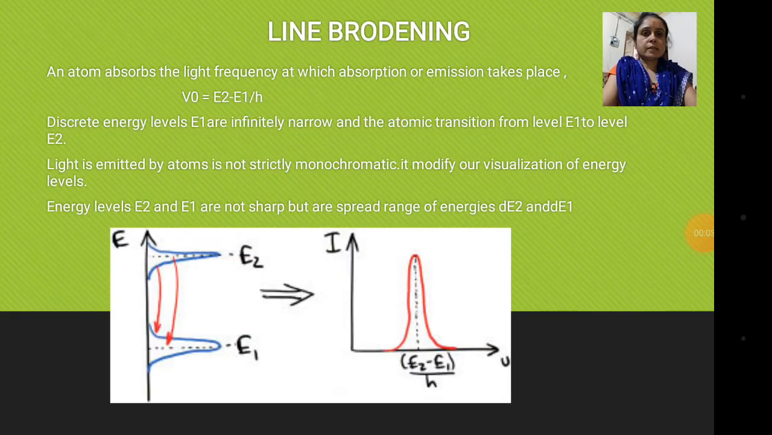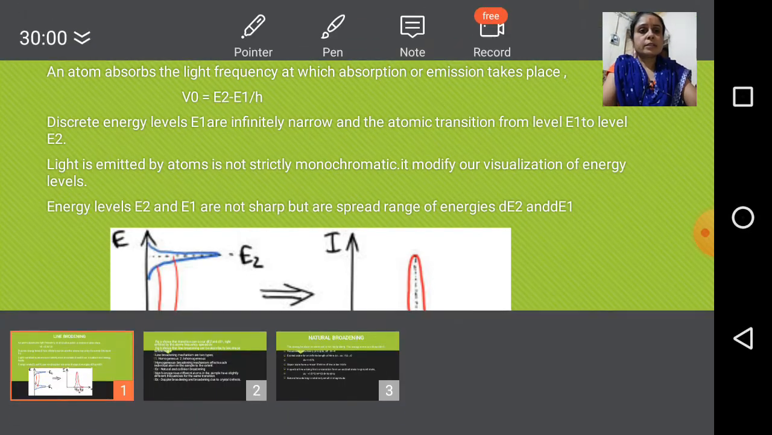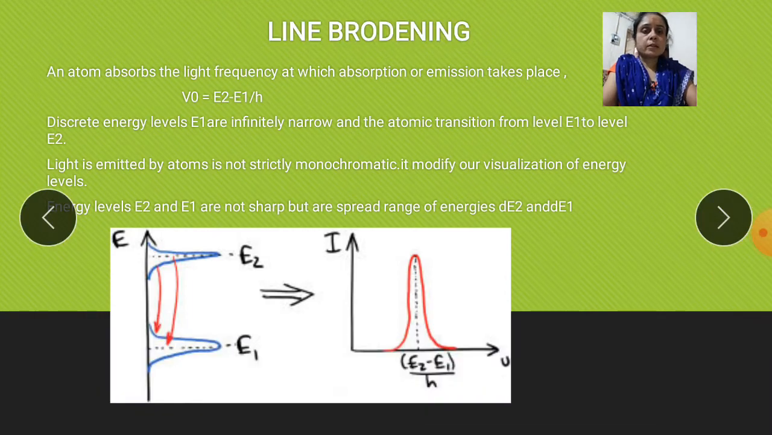Hello friends, in the last lecture we discussed the condition for steady state oscillation and cavity resonance frequency. Today we are going to start a new topic, line broadening. In this topic we will discuss the various line broadening mechanisms: natural broadening, collision broadening and Doppler broadening.